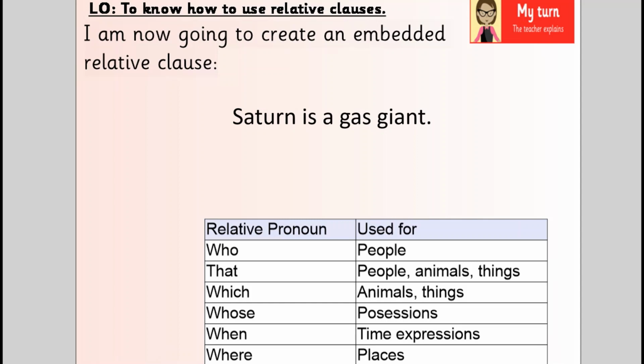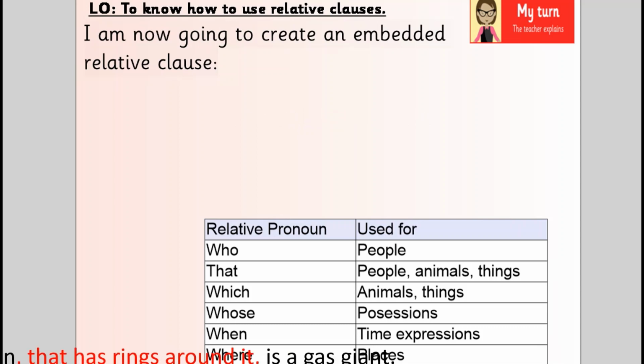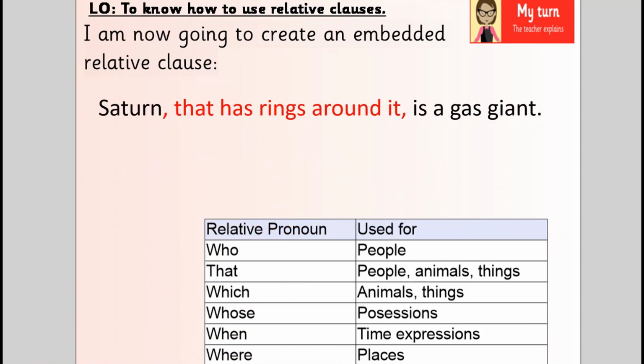So I could instead have this. So instead I could have Saturn, comma, that has rings around it, comma, is a gas giant. My main clause is just separated with additional information that I've included in the middle of it. If I took that relative clause out, it would still make sense. And I've included my relative pronoun that, which is obviously for people, animals, and things.